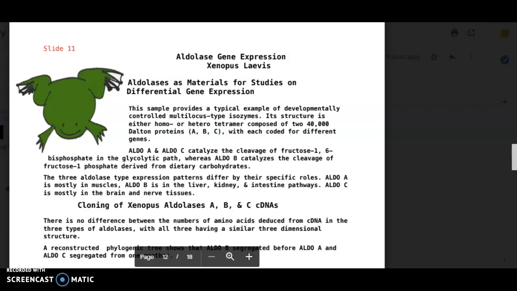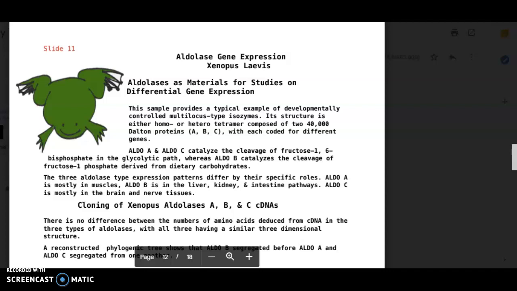This is the starting with the aldolase gene expression in Xenopus laevis, which is the African clawed frog. It's part two of the presentation on the different isoforms of aldolases and their different expression patterns. We've covered slides 1 through 10: aldolase and its history, the three types of aldolases, and now we're going to use an example of the African clawed frog. Like I said, we're going to go through the expression patterns of these three types of aldolases in one species.